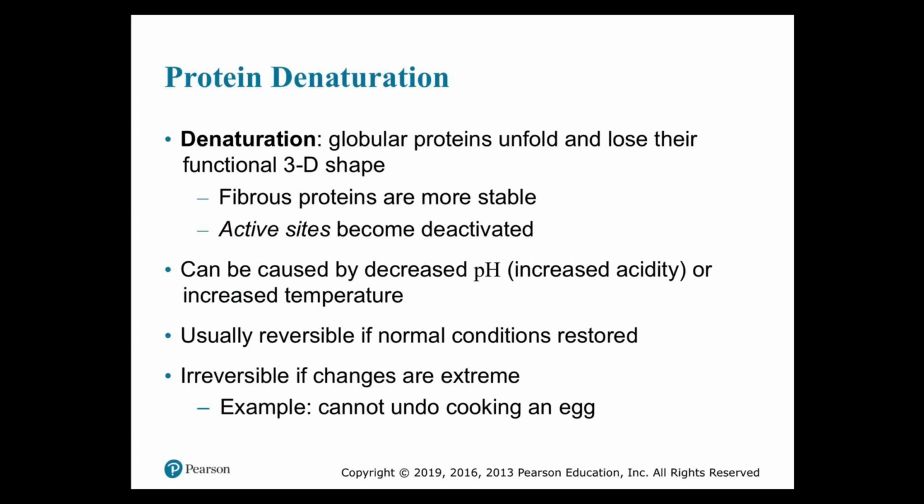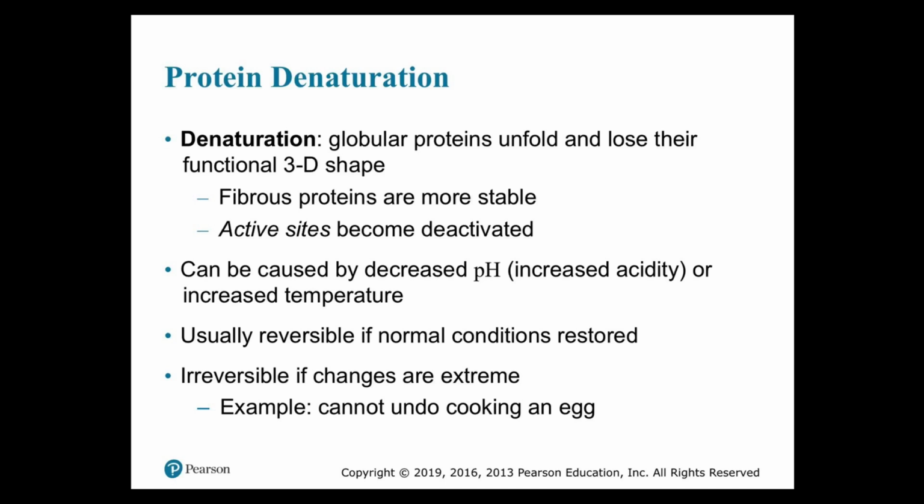The next section is protein denaturation. In a nutshell, when a protein denatures, it loses its shape, and therefore it's going to lose its function. So denaturation is when globular proteins unfold and lose their functional 3D shape. Fibrous proteins are more stable, and so it's much more rare for them to be denatured as opposed to globular proteins. And so for globular proteins, when they unfold, then the active site becomes deactivated.